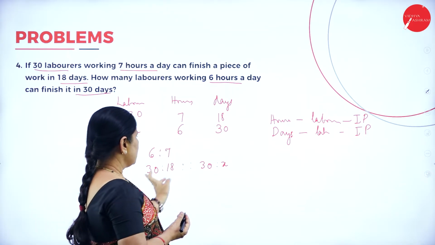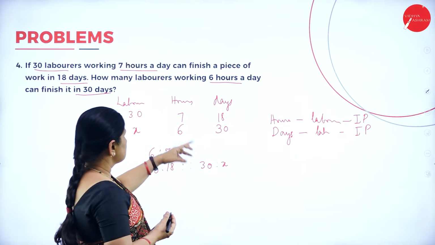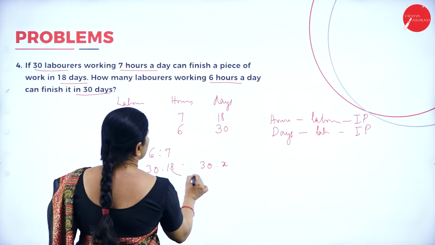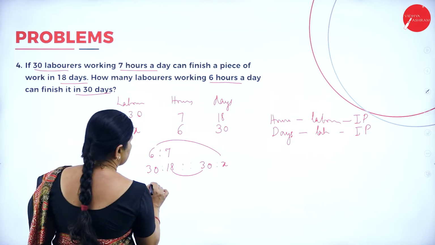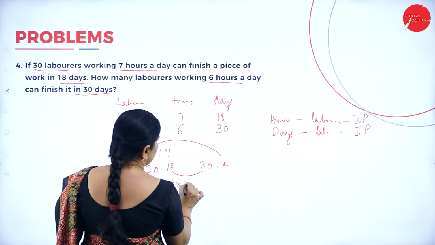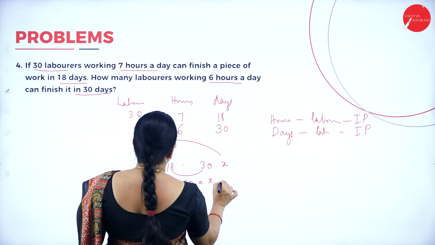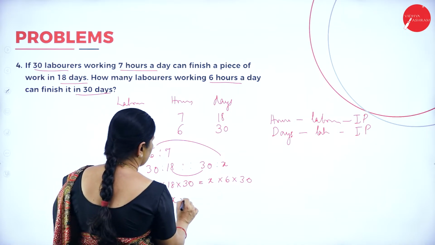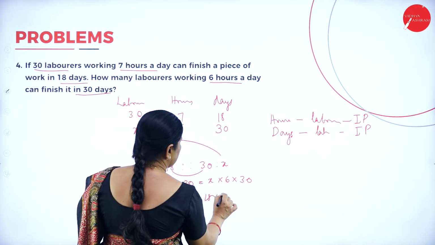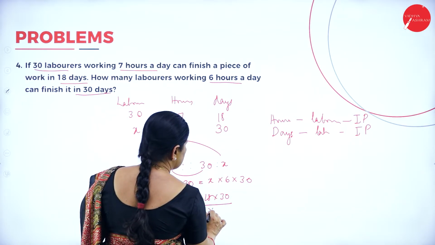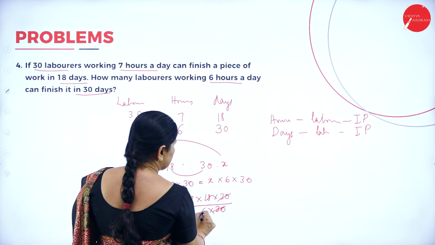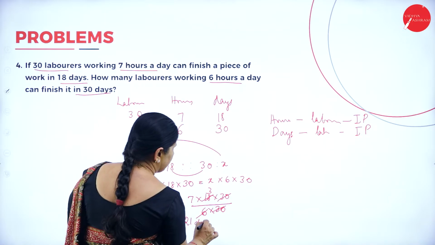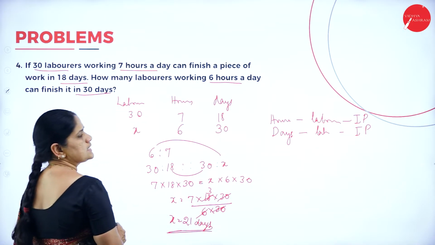So 6:7, 30:8, and since this is in inverse proportion, I write this 30 first here and x here. Now I multiply all this. So I get 7 into 18 into 30 equals x into 6 into 30. So this x will be equal to 7 into 18 into 30 divided by 6 into 30. 30 gets cancelled. 6 3s are 18. X equals 21 days. So this is the answer.